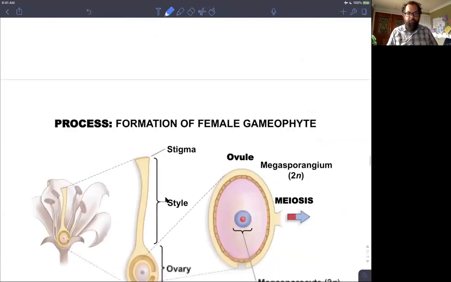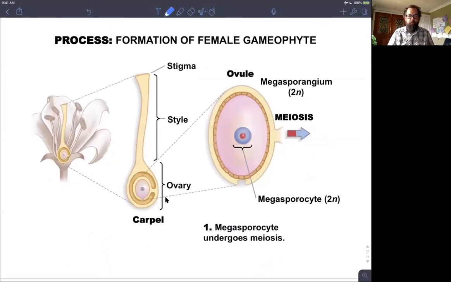So let's start with the female gametophyte. We look inside of that ovary, and we see a megasporocyte, or that's another word for a megaspore mother cell. So this is a diploid cell that's going to undergo meiosis. That's our transition between the sporophyte and gametophyte stage. The megaspore mother cell undergoes meiosis.